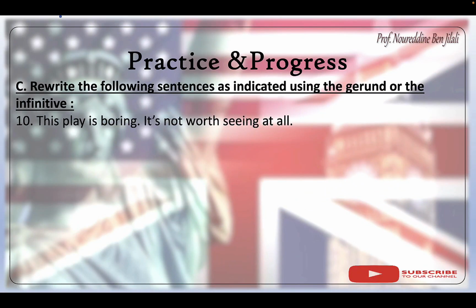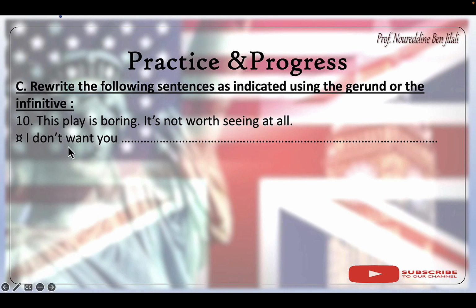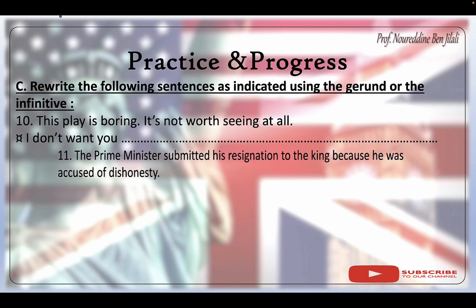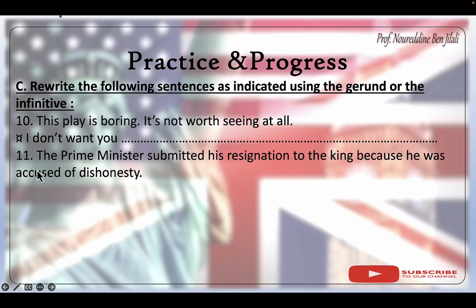Number 10. This play is boring. It's not worth seeing at all. We need to rewrite this sentence starting with "I don't want you to." I don't want here is followed by an infinitive with to. The verb that we need is seeing. So we can say, I don't want you to see this play because it's boring, or as it's boring.